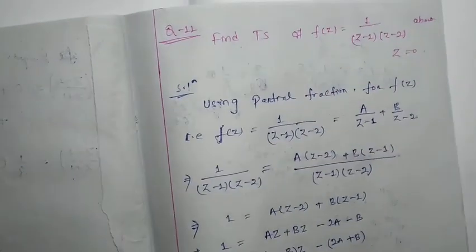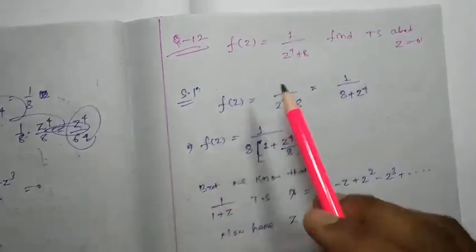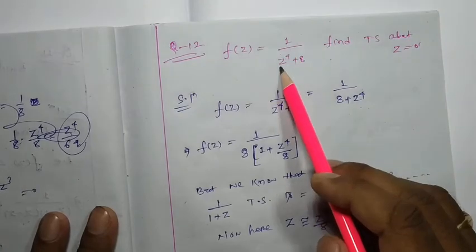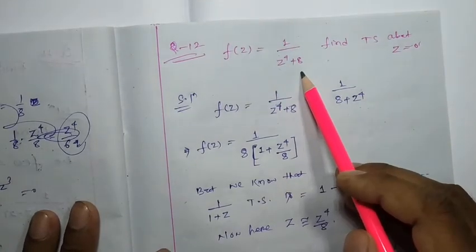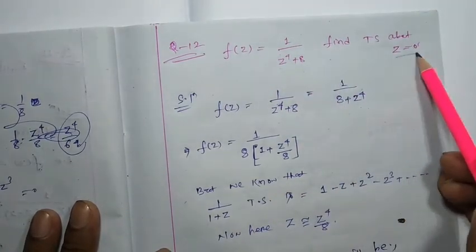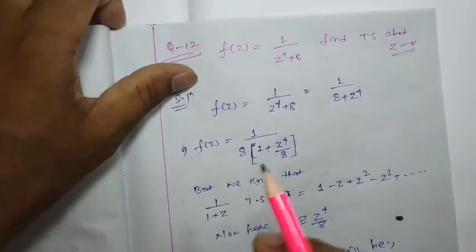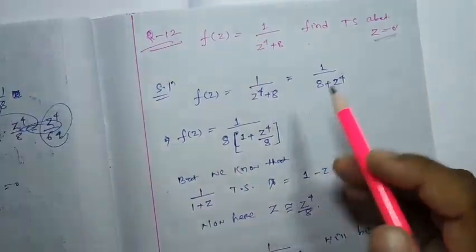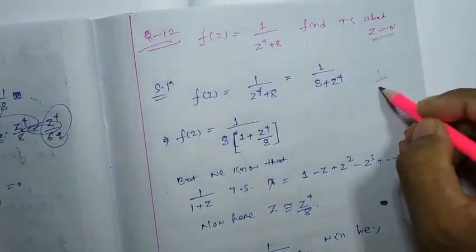Next we have to go for the next question, that f(z) equal to 1 by z to the power 4 plus 8. Find the Taylor series about z equal to 0. So how we are going to solve it? We have to solve it in the form of 1 by 1 plus z. Okay.